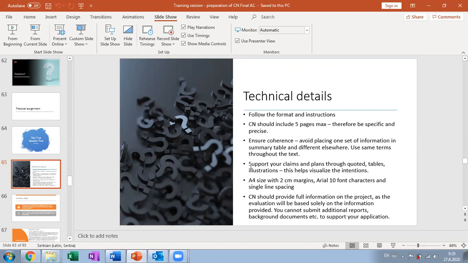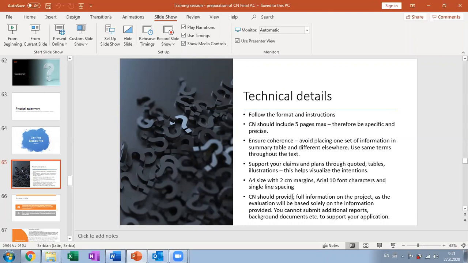There are certain technical rules: 2 centimeter margins, Arial 10 font, single line spacing. This is what the instructions are saying. I've never seen in my life a concept note rejected because someone hasn't actually used Arial, but I mean, it's an instruction that's presented in the template. So please also use this as well.